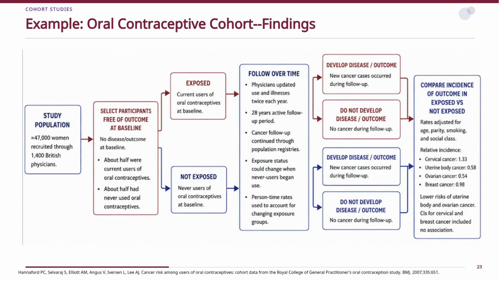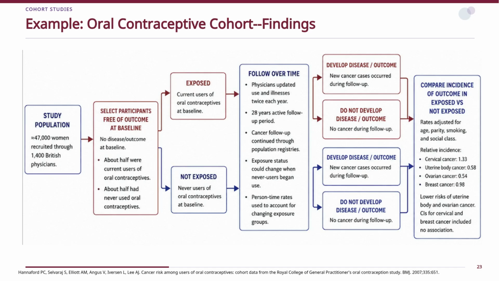For example, in this oral contraceptive cohort study, about 47,000 women were recruited. About half were current users of oral contraceptives, while the other half had never used them. Their physicians updated information on contraceptive use and illnesses twice each year, and active follow-up continued for 28 years, with cancer follow-up continuing through population registries.